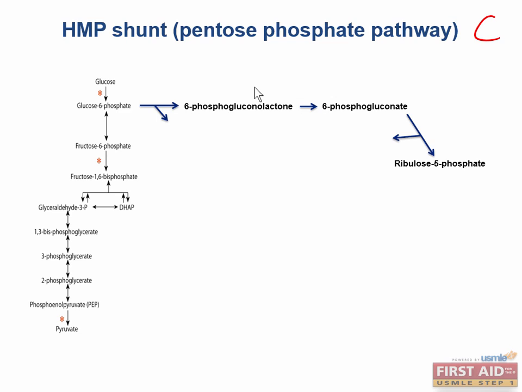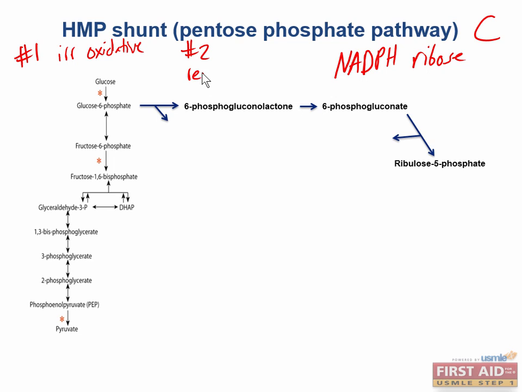The purpose of the HMP shunt is to create molecules of NADPH and also ribose sugars. This occurs primarily when glucose 6-phosphate is abundantly available. The HMP shunt can be broken down into two different steps. On the first hand, we can see the irreversible oxidative phase. Then on the other hand, we'll be talking about the reversible non-oxidative phase.